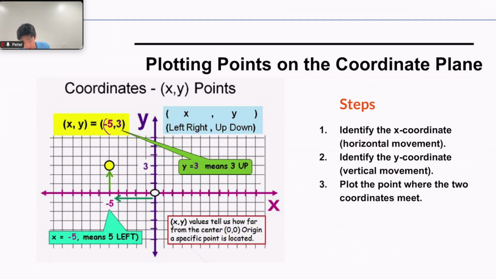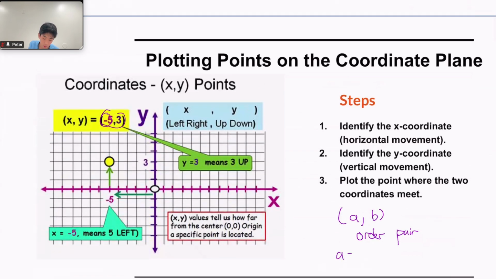For example, in this case, we call this an ordered pair. The first number will always be the x-coordinate, and the second will always be the y-coordinate. So how do we apply this on this scene? First, we're gonna find the x-coordinate. In this case here, it is -5.